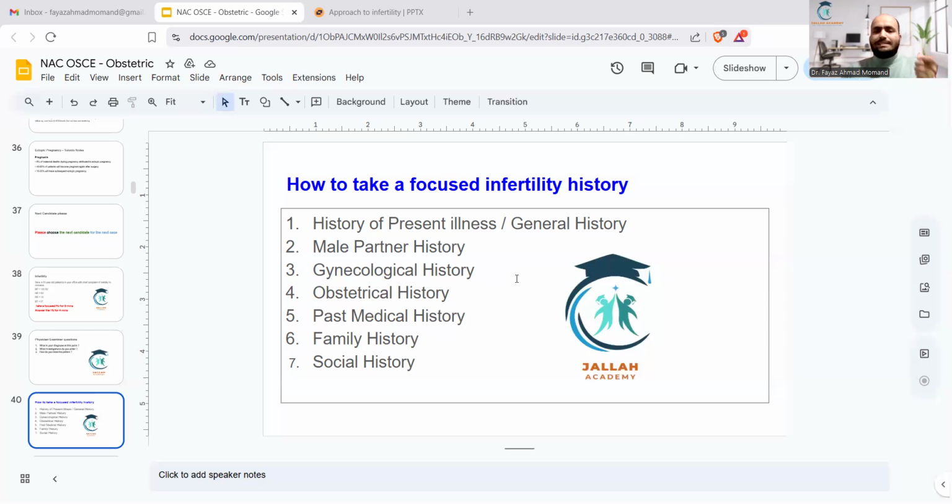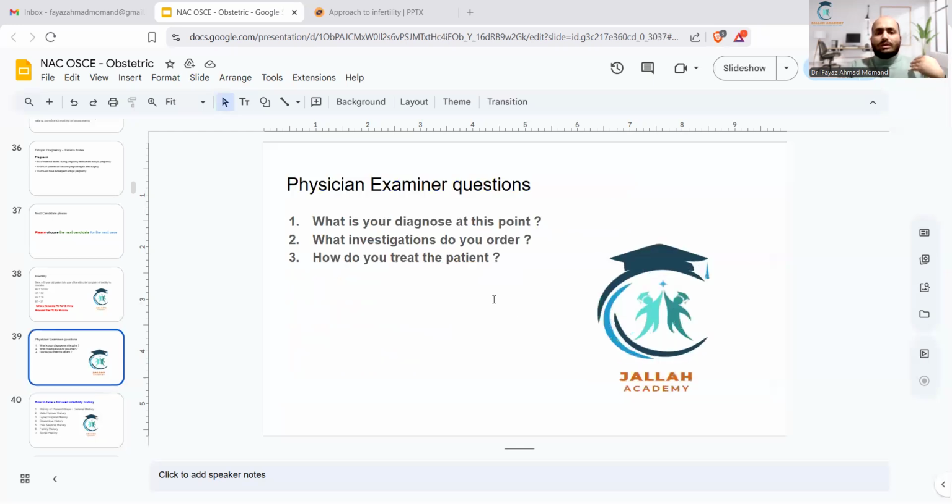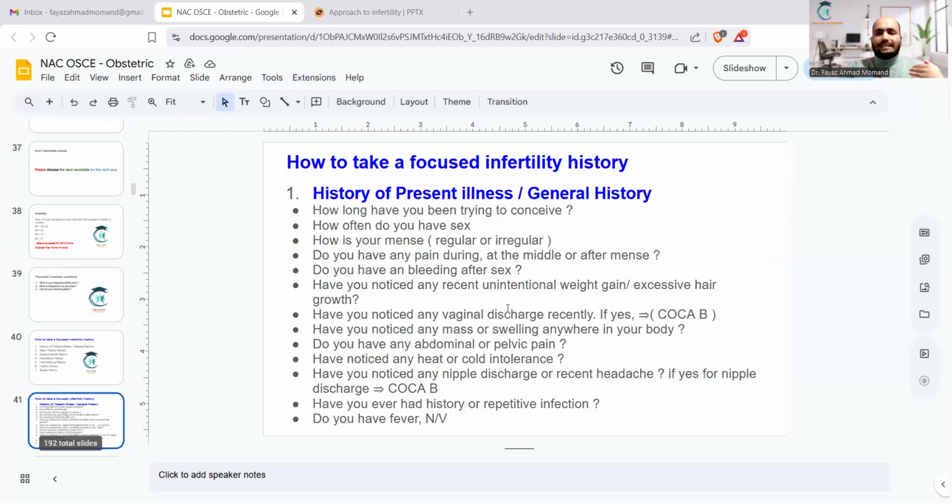So in that case, asking these questions is important in case you help them get pregnant. In those cases, you would have to advise them on what to do about smoking, alcohol, etc. Once you're done with that, we will now move on to how to take the history of present illness.